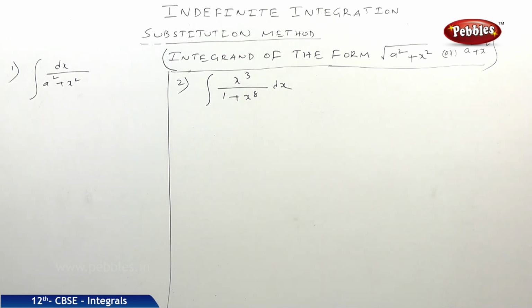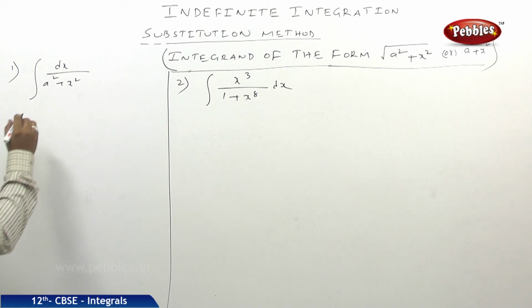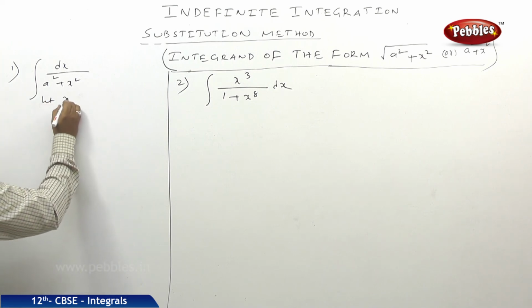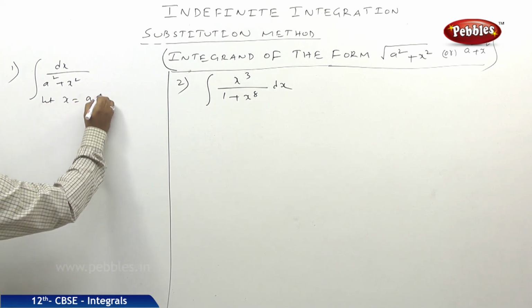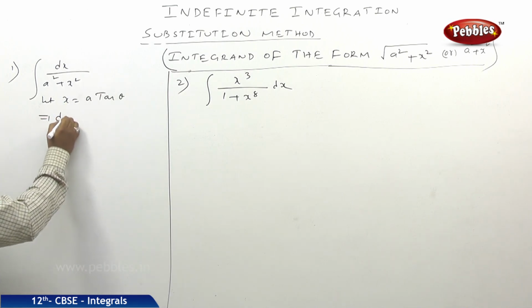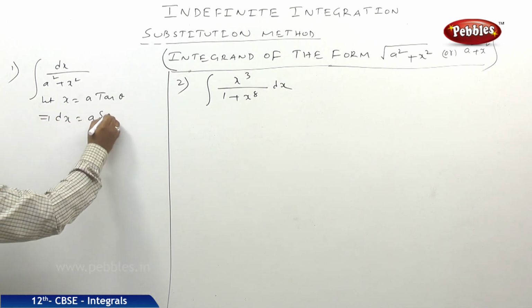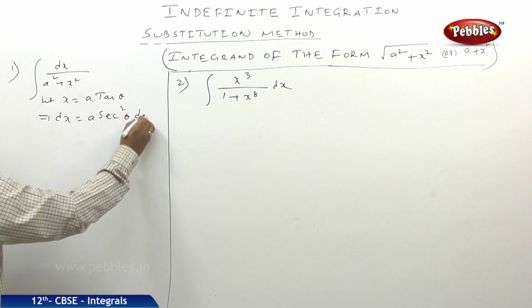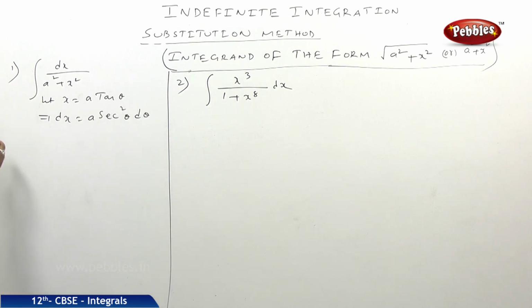So whenever this kind of problem comes, blindly you put x is equal to a tan theta, because we know a formula: secant square theta minus tan square theta is equal to 1. So secant square theta is equal to 1 plus tan square theta. So what I'll be doing means, let x is equal to a tan theta. So what happens, dx is equal to a secant square theta d theta.